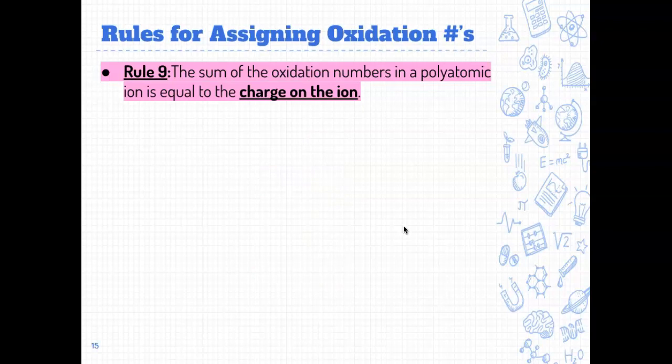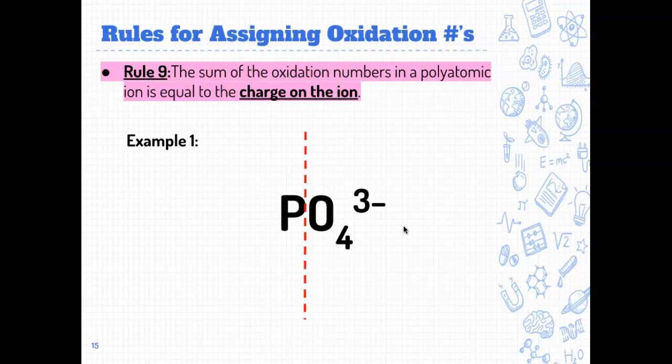Rule number 9, the sum of the oxidation numbers in a polyatomic ion is equal to the charge on that ion. So example number 1, here's phosphate, PO4 3-. So just like we did before, I'm going to divide this in half. I know that oxygen has a -2. There are 4 of them, so -2 times 4 is -8. But this time, the other side's not going to be +8 because our overall charge is -3. So I have to think about, okay, what would I add to -8 to get -3 for my answer? And that would be +5. +5 plus -8 gives me -3. So that means this whole side is +5. There's only one of them, so +5 divided by 1 gives me +5.